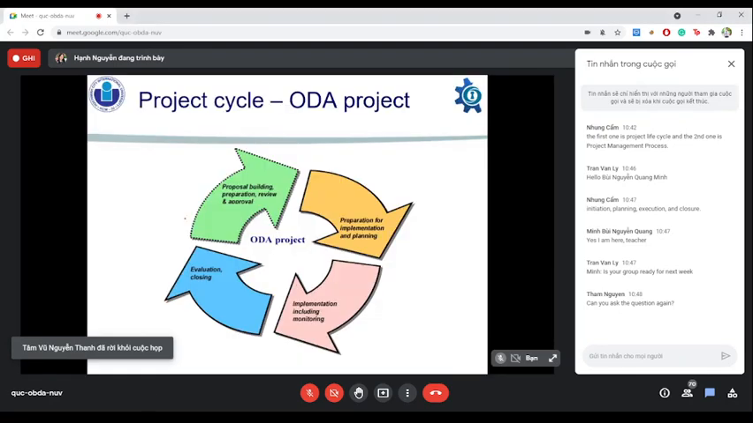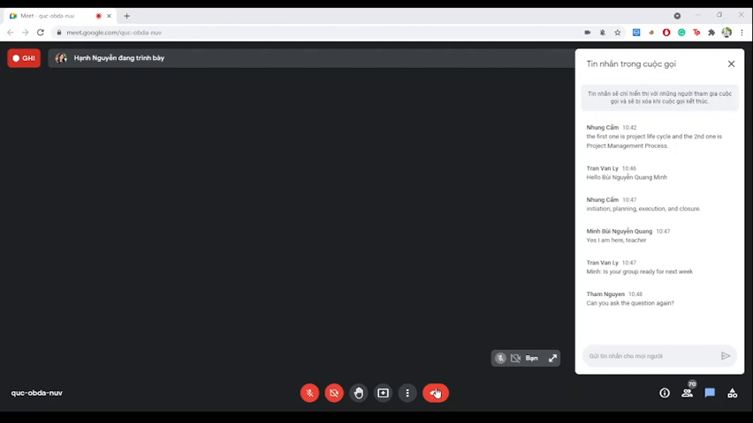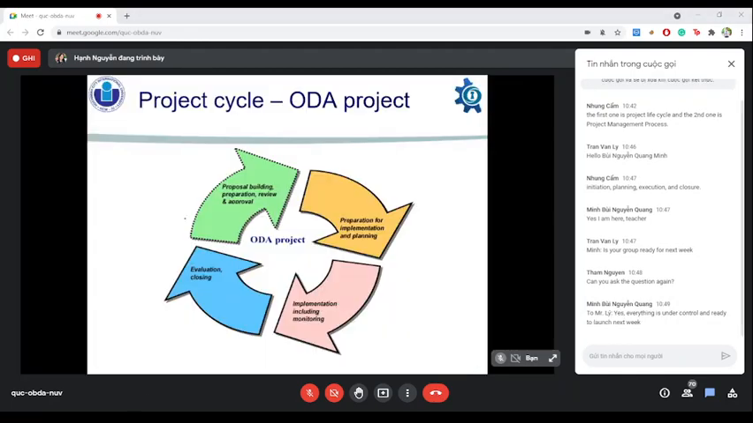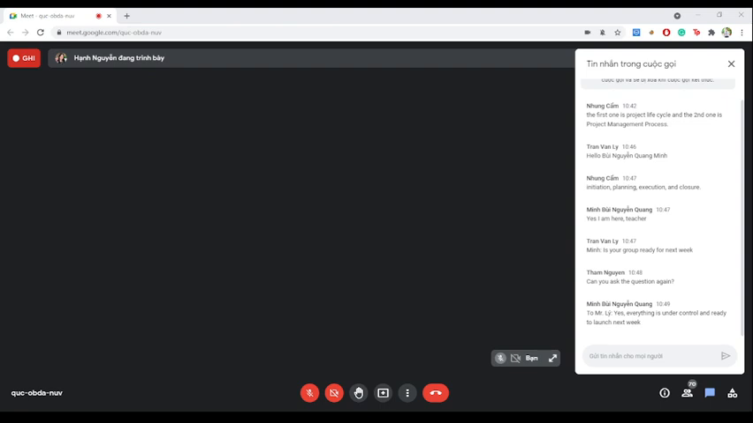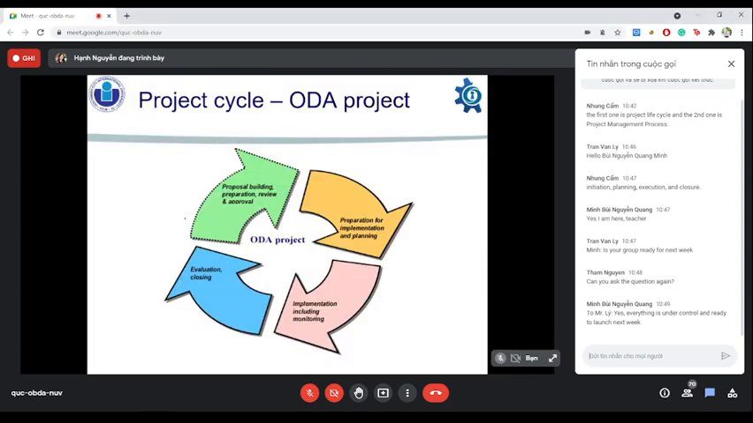Can you ask the question again? Okay. So can you list the tasks for the project life cycle of a software development team? The project life cycle will include four phases: initiation, planning, execution, and closure. Follow these steps and you may be able to develop the project life cycle of your own team.